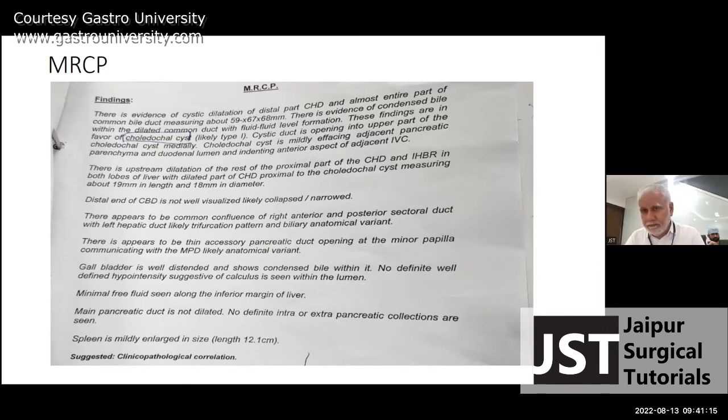What about the spleen? Spleen, there is splenomegaly. Here also they say spleen is mildly enlarged in size. Are you worried? Sir, then before surgery, I will do CECT abdomen to see portal hypertension and liver. MR does not show portal hypertension.